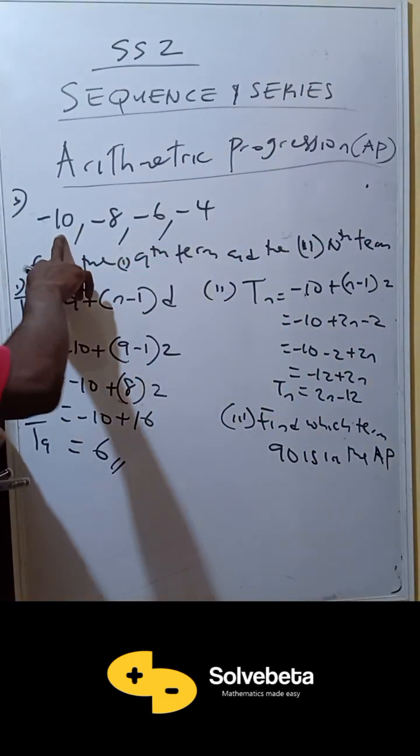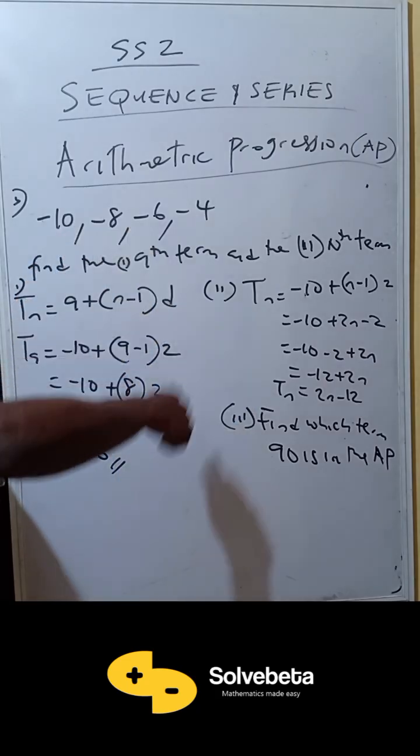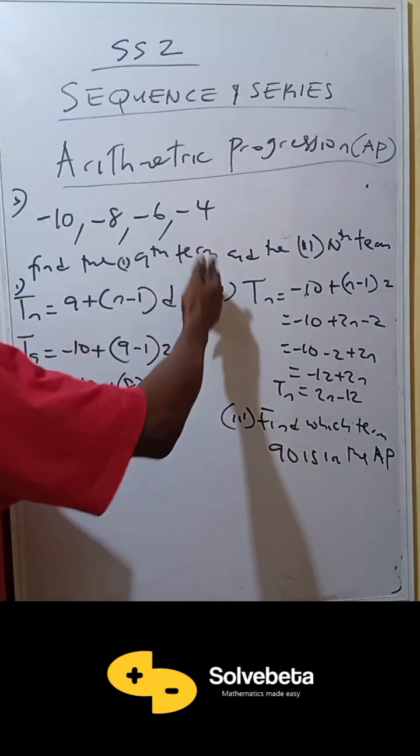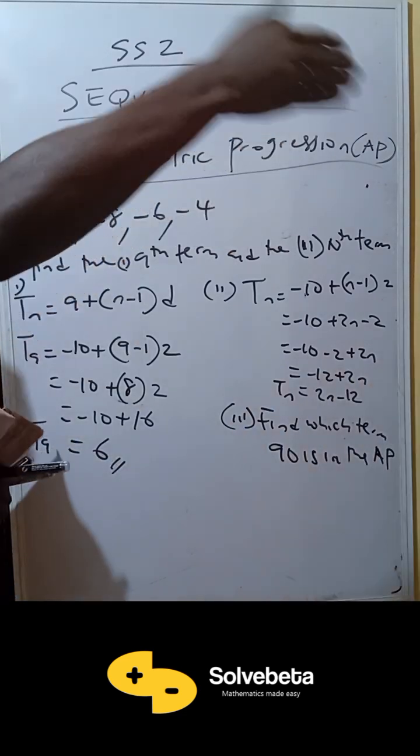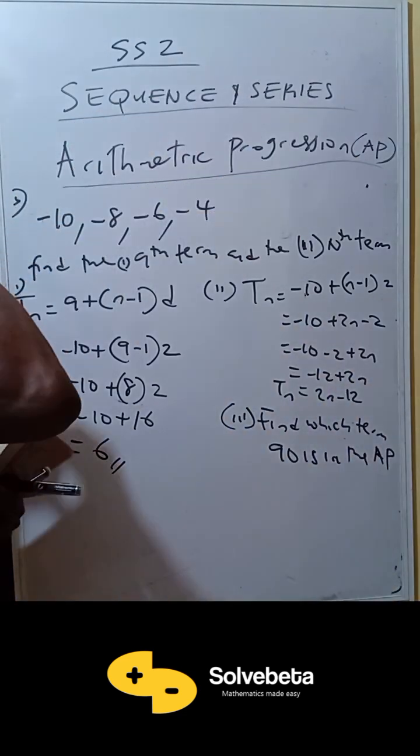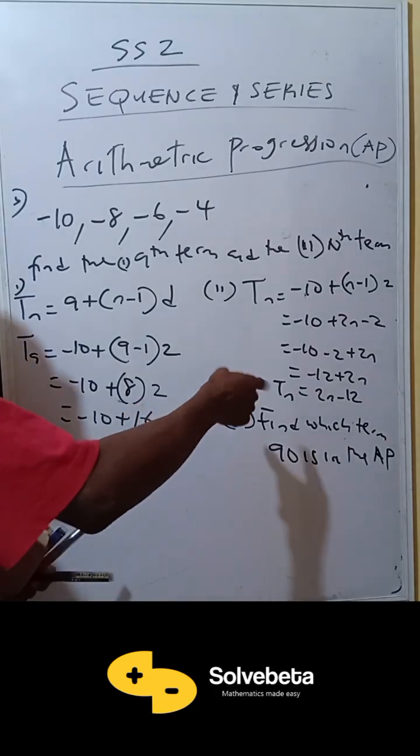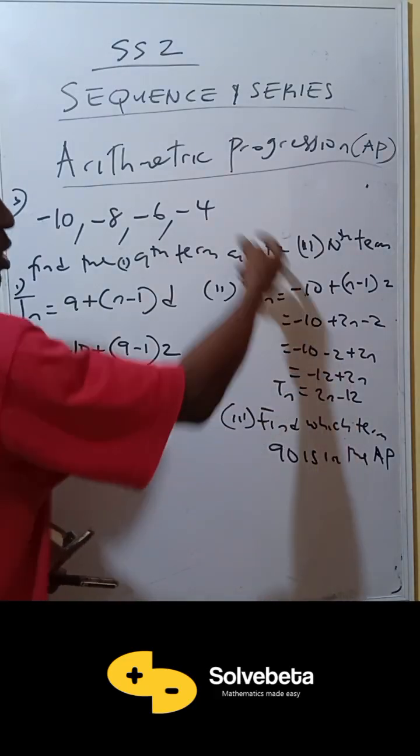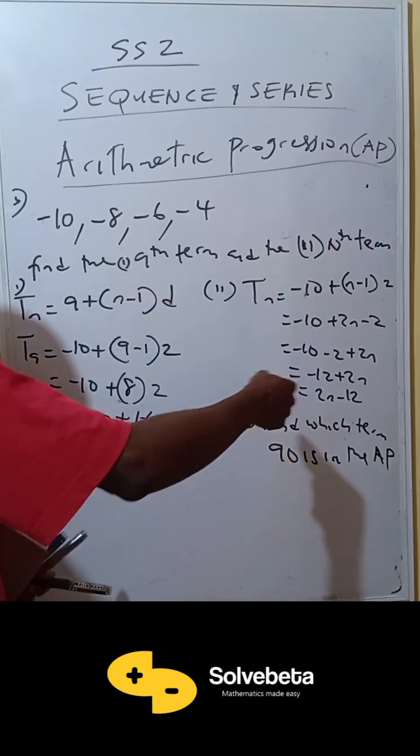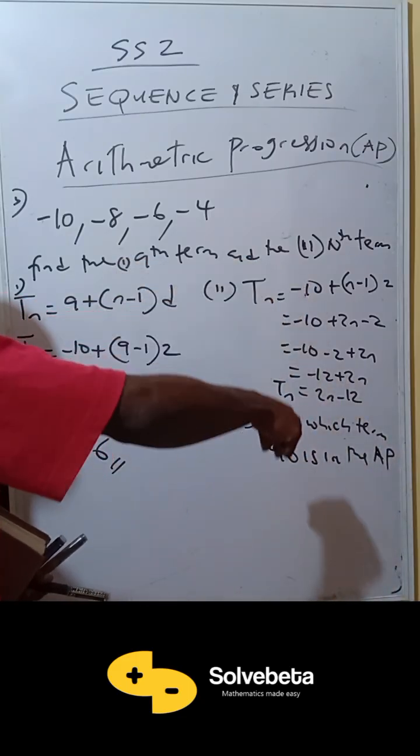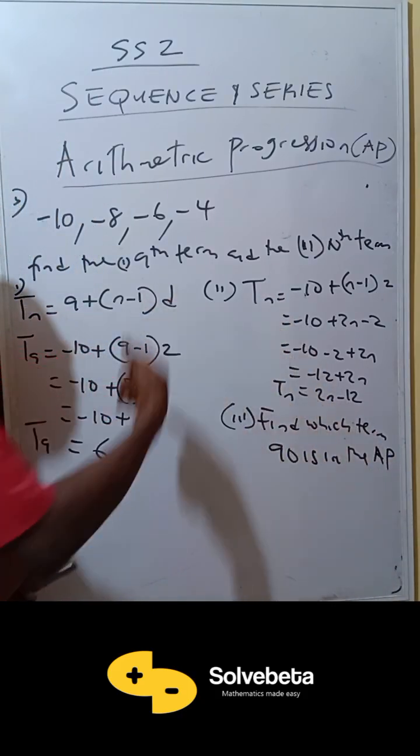Minus 10 is the first position in this AP. Minus 8 is the second position. So we are looking for the position that 90 is in this AP. That's the question. It's not find the 90th term. If we had to find the 90th term, we would use the formula and get 90. But we are told to find which term 90 is, which position. You can substitute term with position. Which position is 90 in this AP?